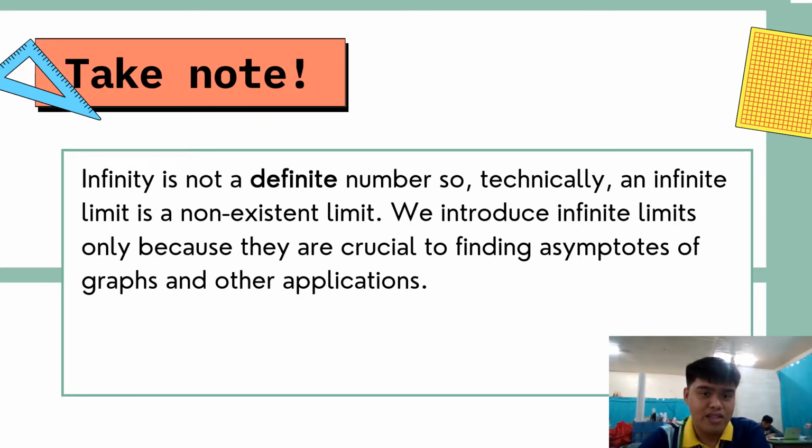But we must take note that infinity is not a definite number. So when we say that the limit of a function is negative infinity or positive infinity, it does not mean that the limit exists, because for a limit to exist, it must be a definite number. But an infinity, a negative or positive infinity, is not a definite number. So if we have an infinite limit, it is a non-existent limit. So we introduce infinite limits only because they are crucial to finding asymptotes of graphs and other applications.